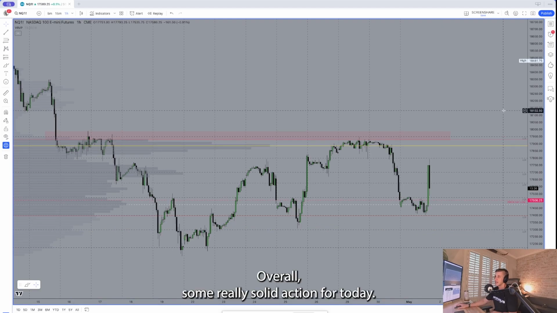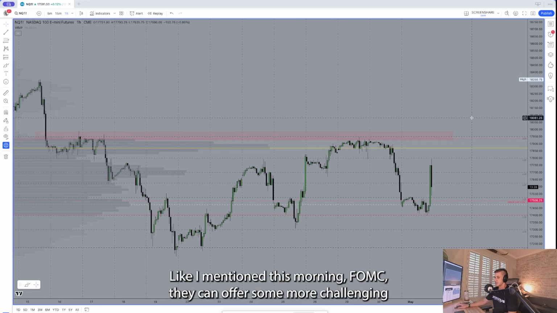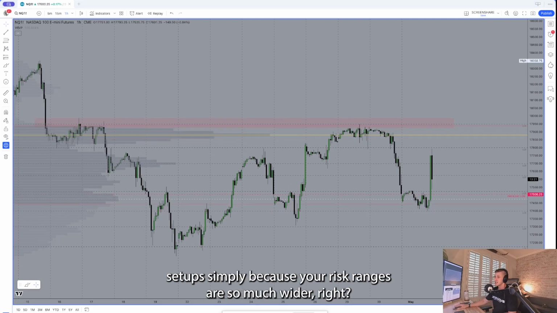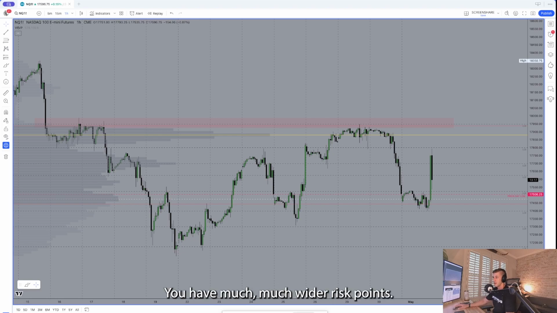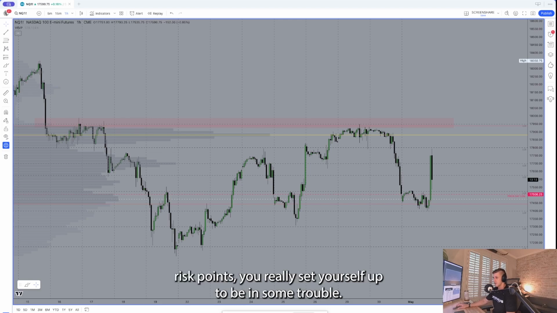Overall, some really solid action for today. Hope you guys had a profitable day, or at the very least stayed cash. Definitely, like I mentioned this morning, FOMC day can offer some more challenging setups simply because your risk ranges are so much wider, right? You have much wider risk points. So if you're not dropping size, if you're not aware of those wider risk points, you really set yourself up to be in some trouble.